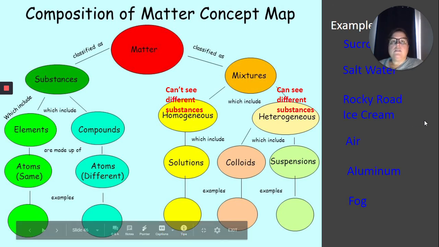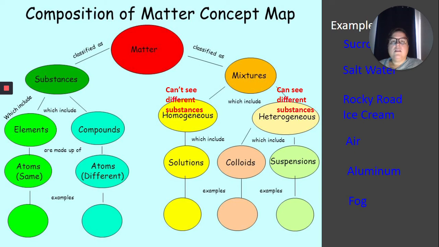So sucrose. What is sucrose? You should know that from biology. Sucrose is sugar, one of our forms of sugar. Well, sugar is not a mixture. In fact, it's a compound. It's made out of carbon and hydrogen and oxygen.